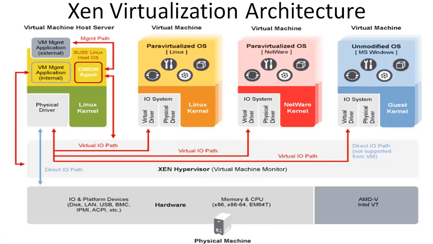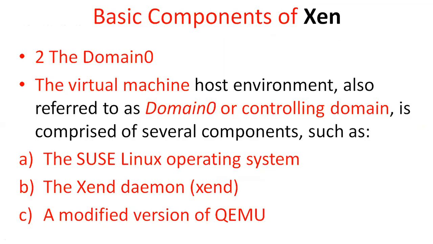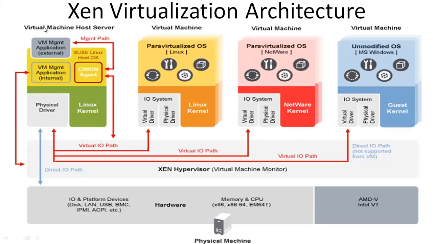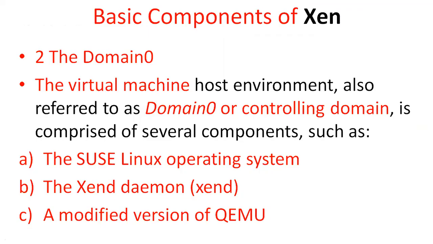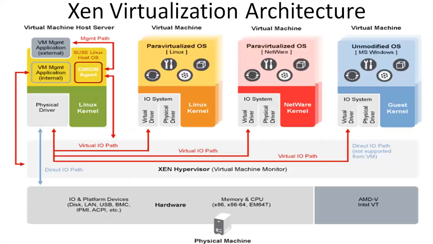Coming to the next important component, here is domain zero. Domain zero indicates the virtual machine host environment. The host environment, on the left hand side, indicates the host. Domain zero represents the virtual machine host environment, also referred to as domain zero or the controlling domain. This controlling domain is the environment on the left hand side.